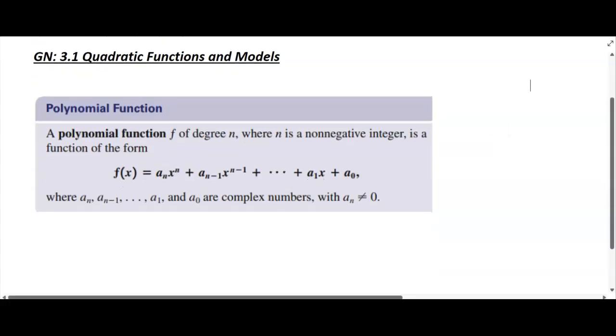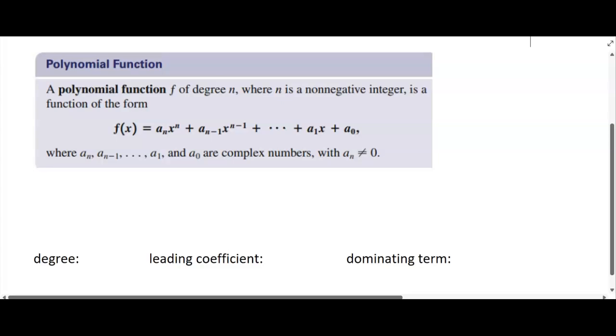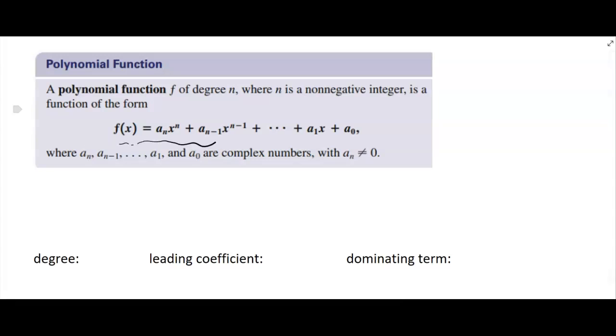Okay. So quadratic functions and models. A quadratic function is a polynomial function. All right. So here's the definition for a polynomial function. It comes in this form right here, where you have these terms, like there's a term, there's a term, there's a term, there's a term, and there's a pattern to these terms. And this is how the function is written, okay?